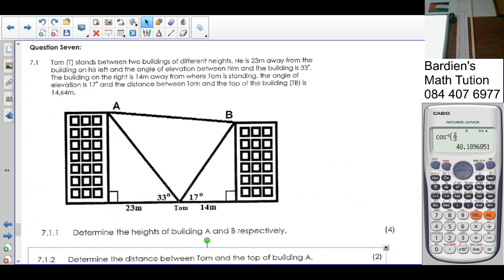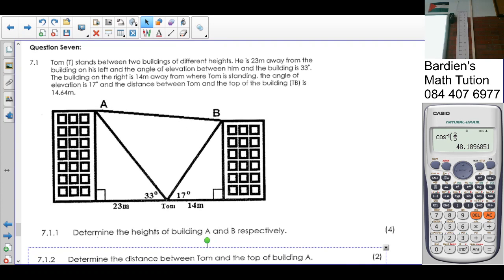Okay, question 7. Tom, T, stands between two buildings of different heights. He's 23 meters away from the building on his left, and the angle of elevation between him and the building is 33 degrees. The building on the right is 14 meters away from where Tom is standing, and the angle of elevation is 17 degrees. The distance between Tom and the top of the building, TB, is 14.64.